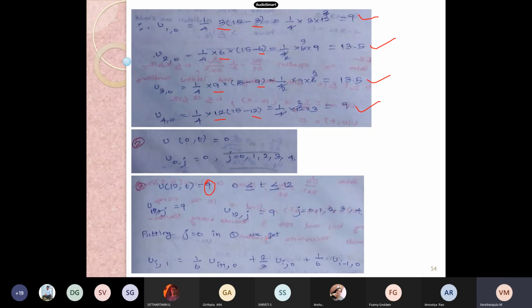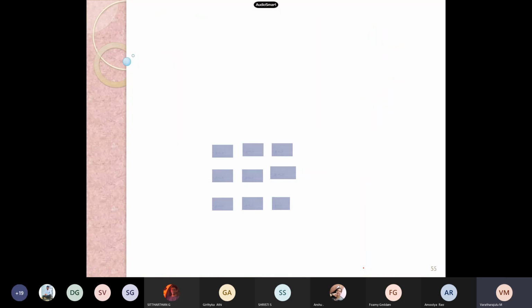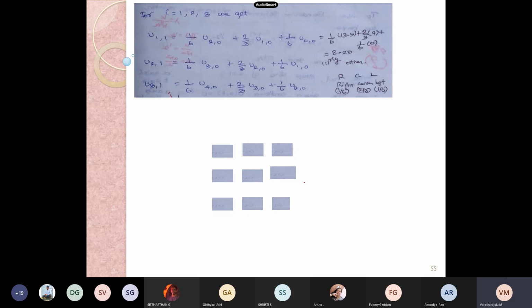Therefore, these are the initial findings when j is equal to 0. What happened in the formula? u of i comma 1 is equal to 1 by 6 of u of i plus 1 comma 0, plus 2 by 3 into u of i comma 0, plus 1 by 6 of u of i minus 1 comma 0. This is the essential formula to find the unknown. See this when i is equal to 1, 2, 3.